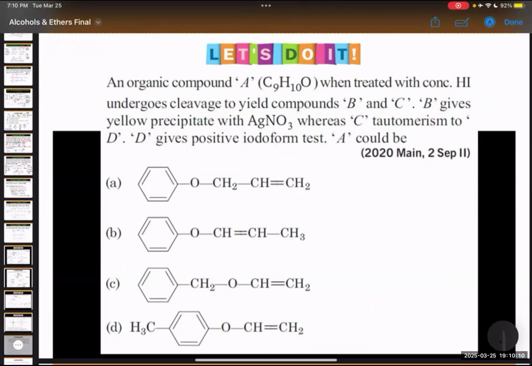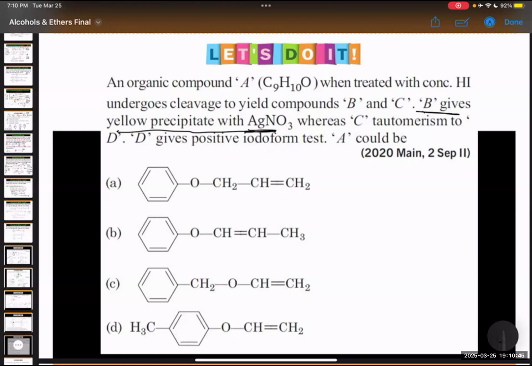Next question: organic compound C9H10, when treated with HI, undergoes cleavage, which means it is an ether. It gives compounds B and C. B gives a yellow precipitate with AgNO3, which means AgI will form, so B has iodine. C is a tautomer of D and gives a positive iodoform test.